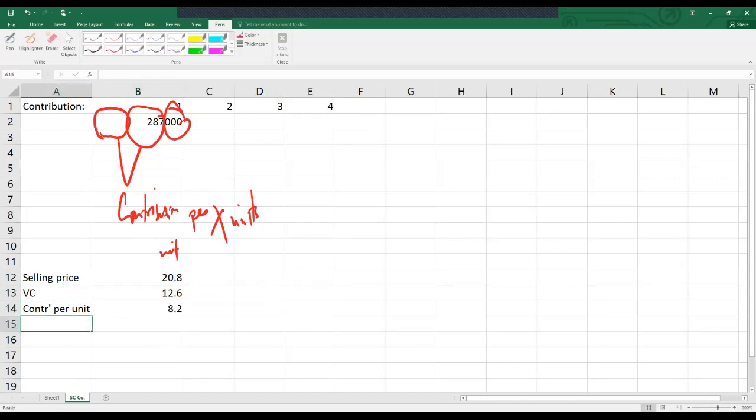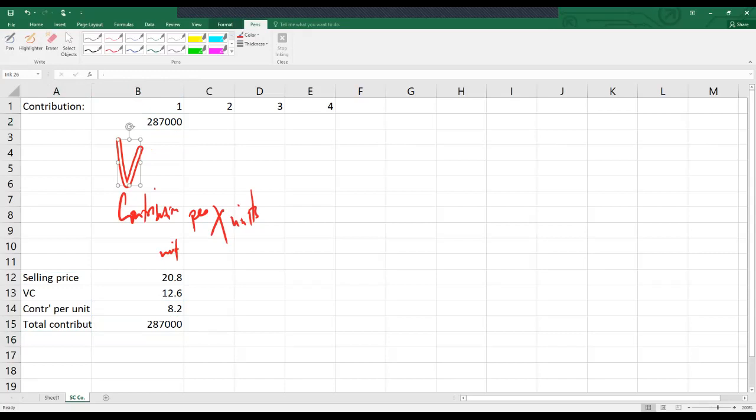8.2. Therefore, the total contribution will be equal to the contribution per unit multiplied by the number of units, that 5,000 units, and you get to 287. So whatever you're confident with, you choose that. If you're confident using the way I've done up there, then do that. So that's the contribution for year one.